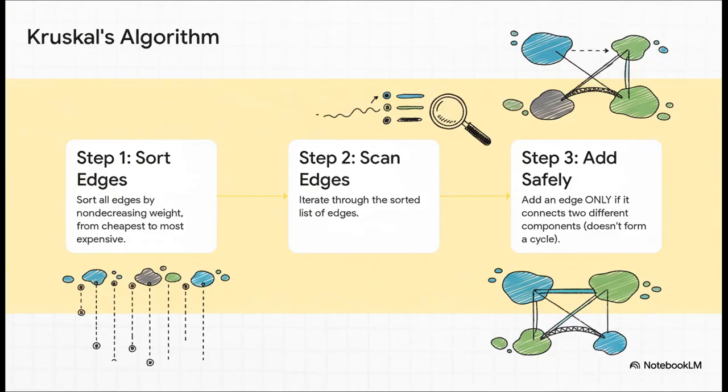Seriously. First, you just make a list of every single possible bridge you could build, and you sort that list from the cheapest to the most expensive. Then you just start at the top of the list, and for each bridge you ask one simple question. Does this bridge connect two islands that aren't already connected? If the answer is yes, great, you build it. If they're already part of the same landmass, you skip it, because building it would create a wasteful loop. And that's it. You just keep doing that until every island is connected.